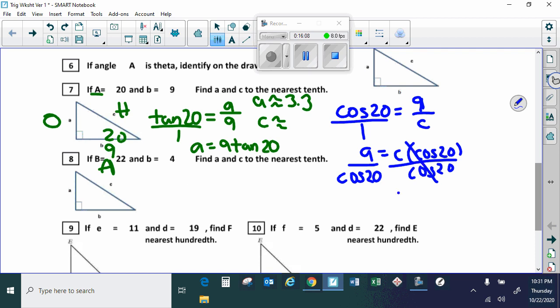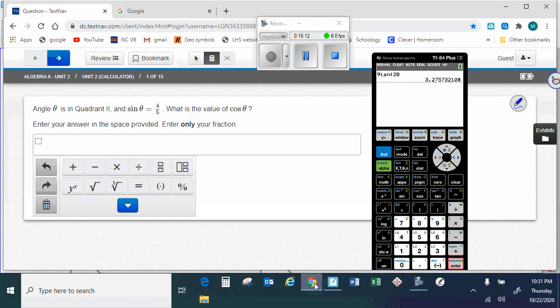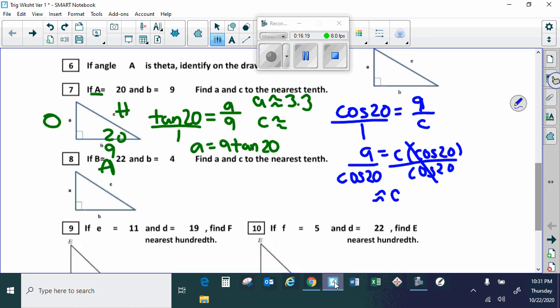And now put it in my calculator, and we're rounding to the nearest tenth, so it's an approximate. 9 divided by cosine 20. 9.6 is my answer for C. Okay, now, remember 9.6, that's the hypotenuse. That better be the longest side. 9.6 is longer than 9, and it's longer than 3.3 that we got for A right here. Okay, so it does make sense. It better be greater than 9 because the hypotenuse has got to be the longest side.